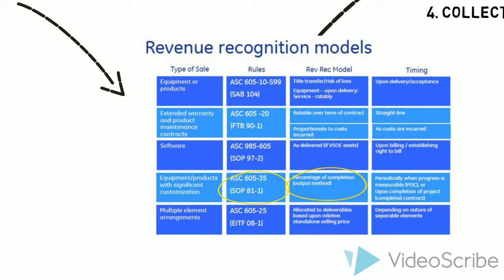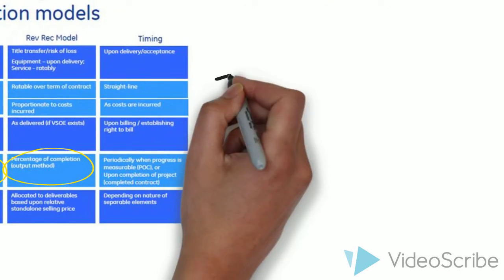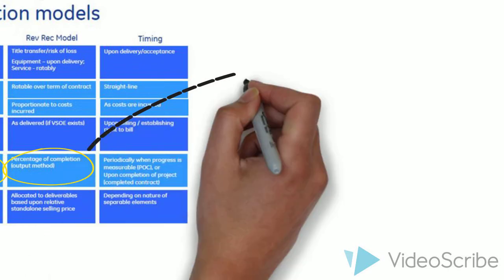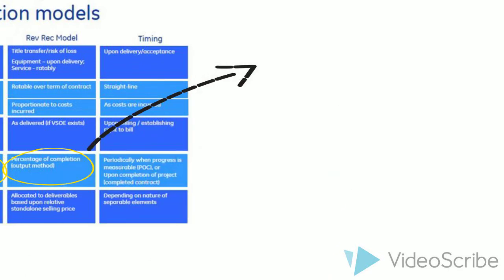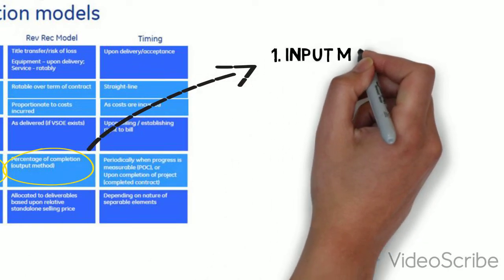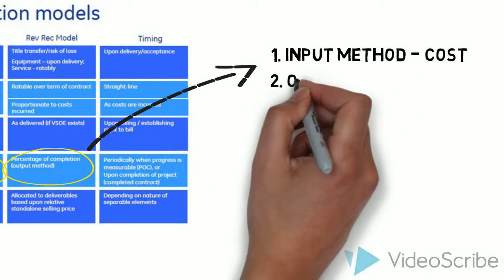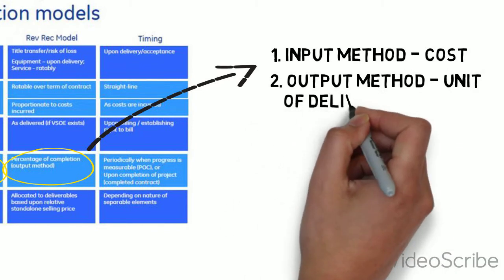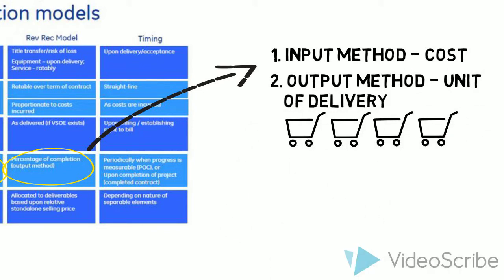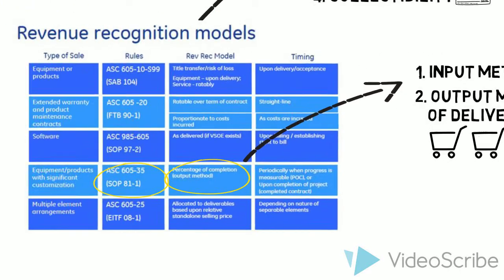POC, or percentage of completion, depends on the ability to make estimates. There are a number of methods used to measure the extent of progress toward completion. Examples include input methods, such as cost to cost, or output methods, such as units of delivery. Determining which method is appropriate requires judgment to ensure that the measure best reflects the economics of the arrangement.